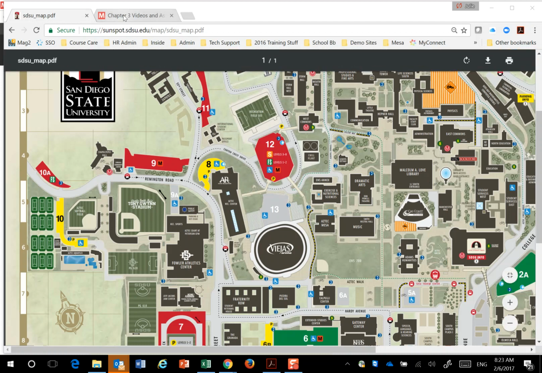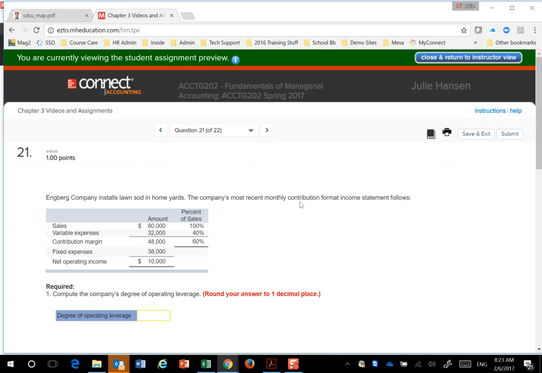Now, in terms of what to study for the exam, I just brought up Connect here and I pulled up Chapter 3 homework. I assume that you can still see the homework even though you can't complete it for a grade. If that is not the case, please let me know because that's the way I intended it. All right, so you can see that here's something about the degree of operating leverage. This is for the Engberg company.